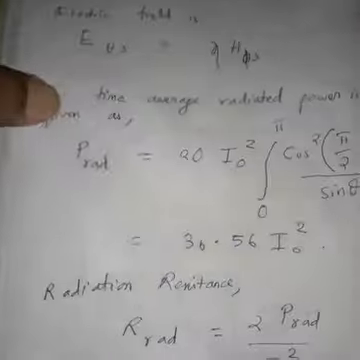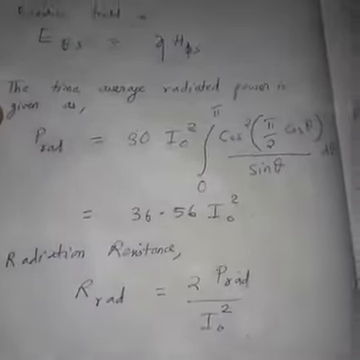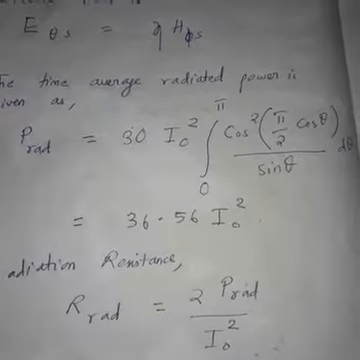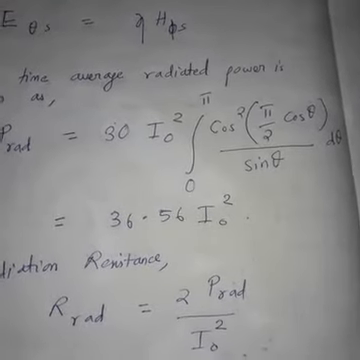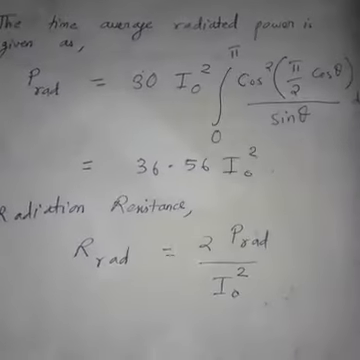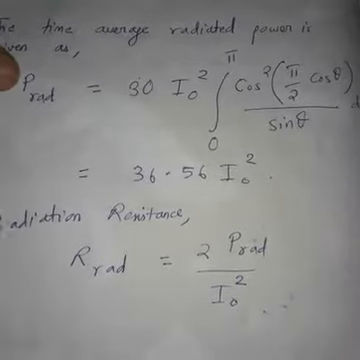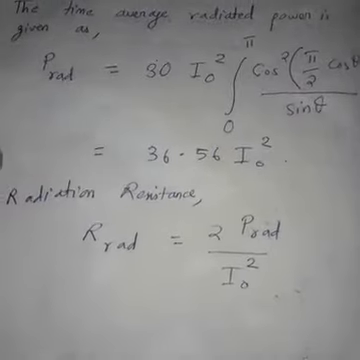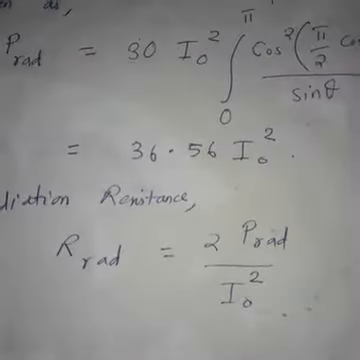Then the average power radiated, the formula is P radiation is equal to 30 I0 square integration 0 to pi cos square pi by 2 cos theta by sin theta d theta. So on integration you will get 36.56 I0 square. And the radiation resistance is given by R radiation is equal to 2 into P radiation by I0 square.